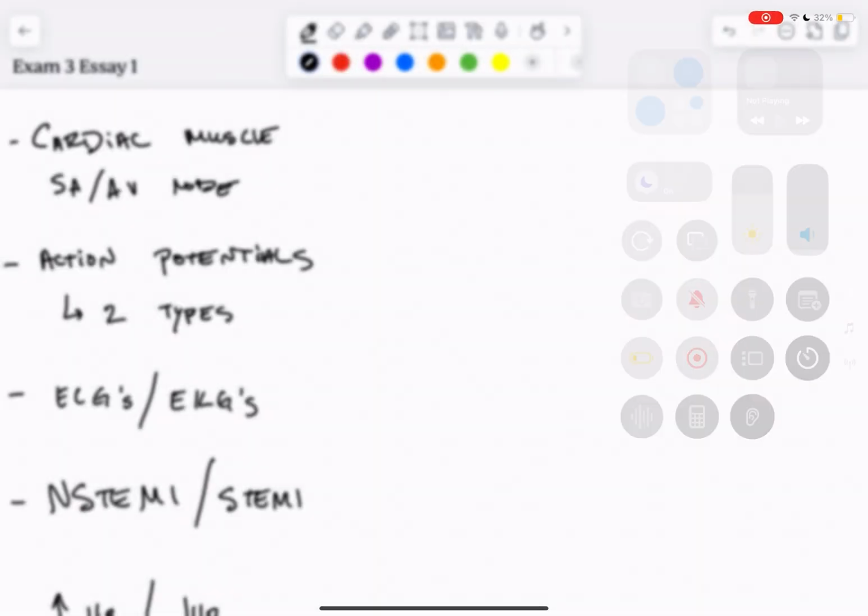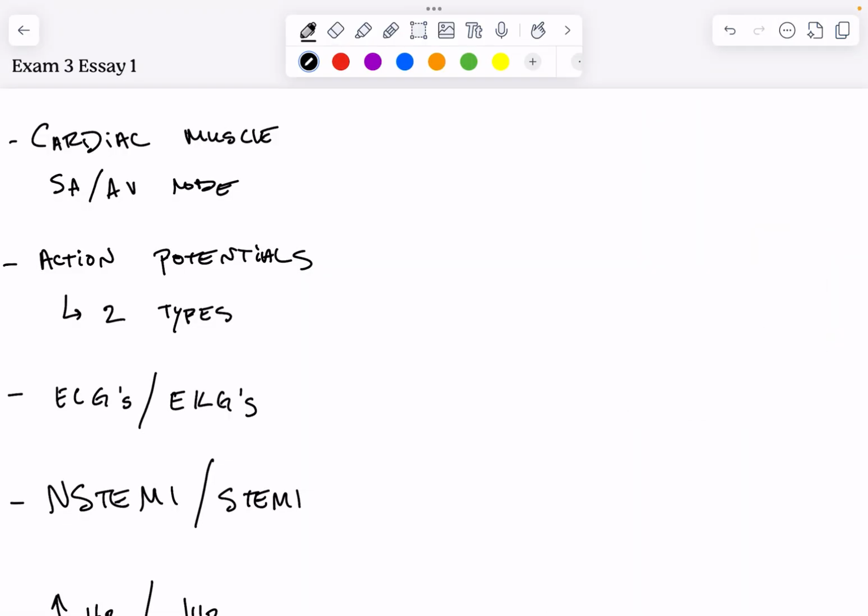Alrighty, today we are going to be talking about the cardiac system. This is going to be exam 3, essay 1. Today we are going to start by focusing on cardiac muscle, the different types. There are 2 types of cardiac muscle that we're going to be talking about today. We are also going to talk about the difference between the SA and the AV node and the role that they have in muscle contraction.